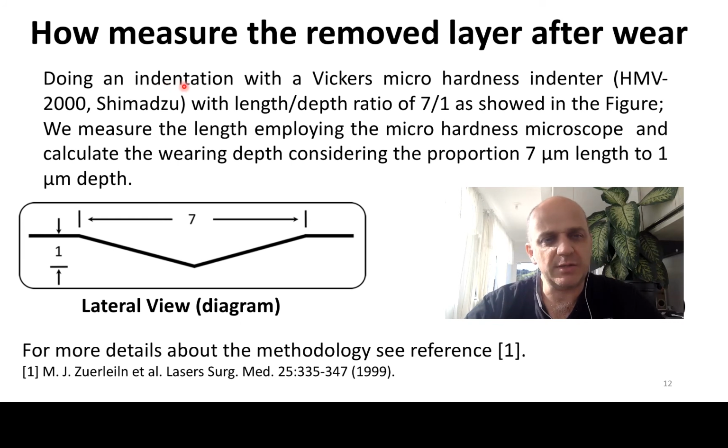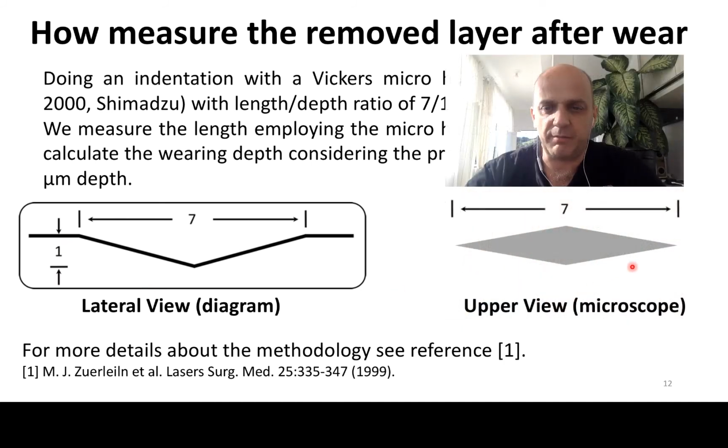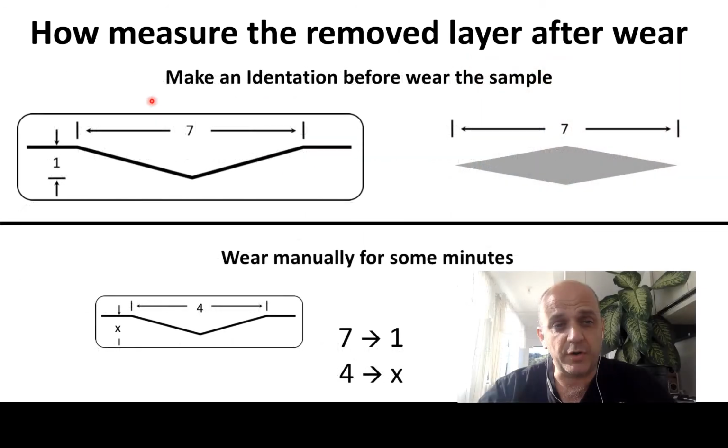For that, we make an indentation using a Microhard as indenter. This indenter has a length-depth ratio of 7:1, and in this figure you can observe that if you have a length of 7 micrometers, you have a depth of 1 micrometer. The upper view of the microscope is something like that. Then you measure in the microscope 7, and you calculate that you have 1 micrometer depth of this indentation. Before wearing the sample, you have this information. You have, for example, a length of 7 micrometers.